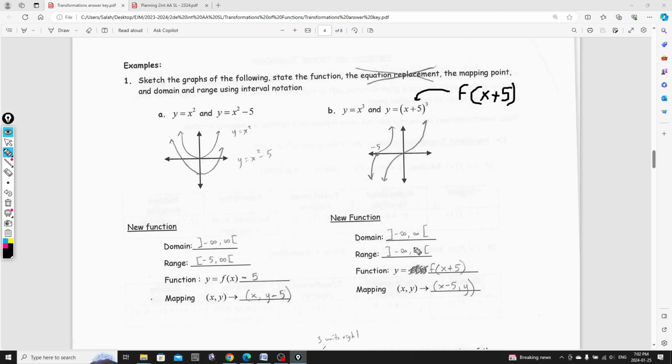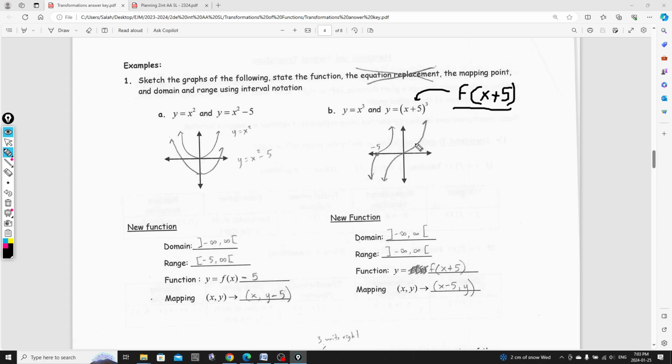Neither has the range, for the same exact reasons. Now your function, I already talked about it, that's how you express it, right? You replace x with x plus 5. And then your mapping notation, well, all coordinates on this line have now moved to the left by 5 units. And that's why you say x minus 5.